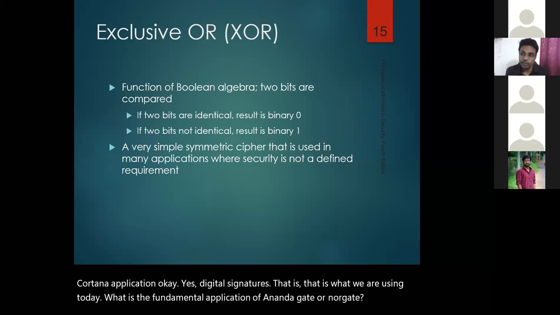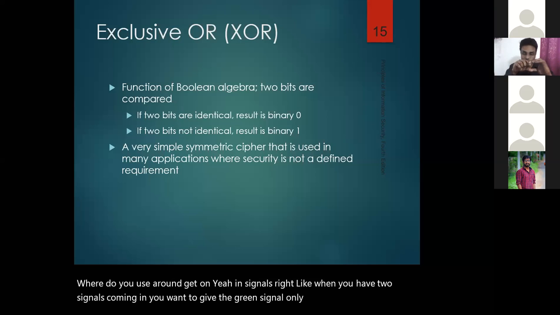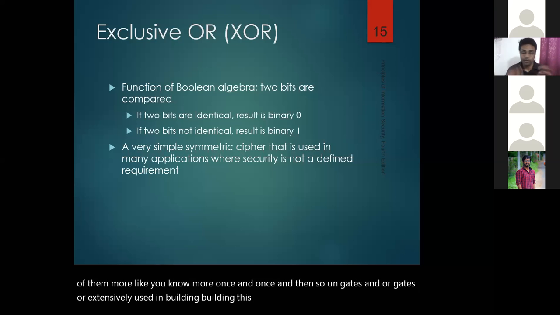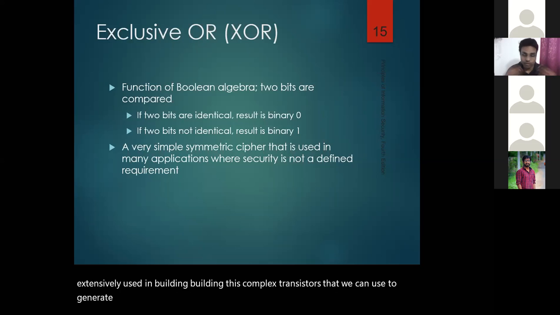Where do you use an AND gate? In signaling, sir? Yeah, in signals. When you have two signals coming in, you want to give the green signal only if both of them are ones. AND gates and OR gates are extensively used in building these complex transistors that we can use to generate code and build circuits.